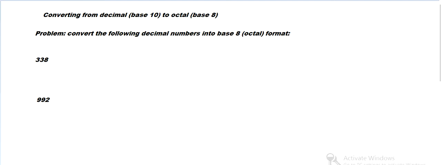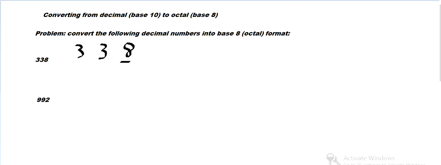Got a question from a student about converting decimal or base 10 numbers to octal or base 8 numbers. So we're given the following decimal numbers that we want to convert into base 8. It's just a quick review of this number, 338.